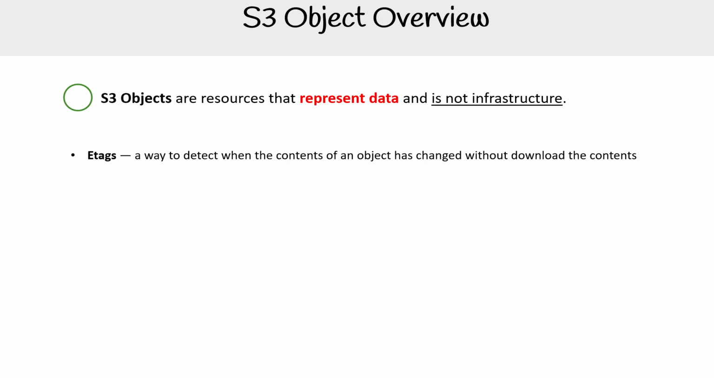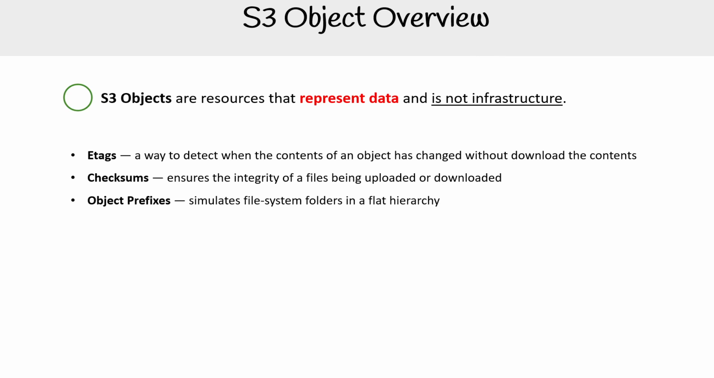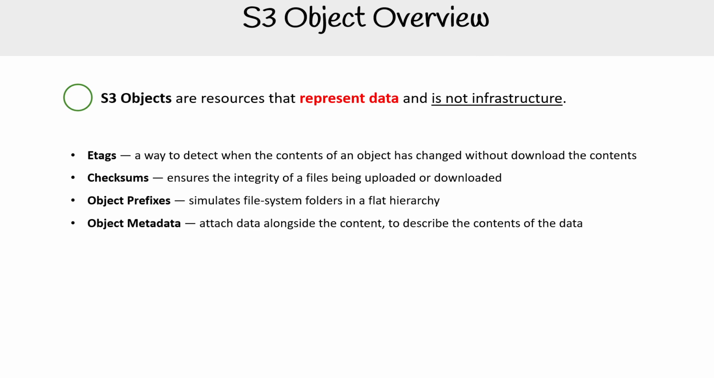We have e-tags. This is a way to detect when the contents of an object has changed without downloading the contents. We have checksums. This ensures integrity of a file being uploaded or downloaded. We have object prefixes. This simulates file system folders in a flat hierarchy. There actually can be folders when we have the directory bucket type, but for the most part, just pretend that folders don't exist.